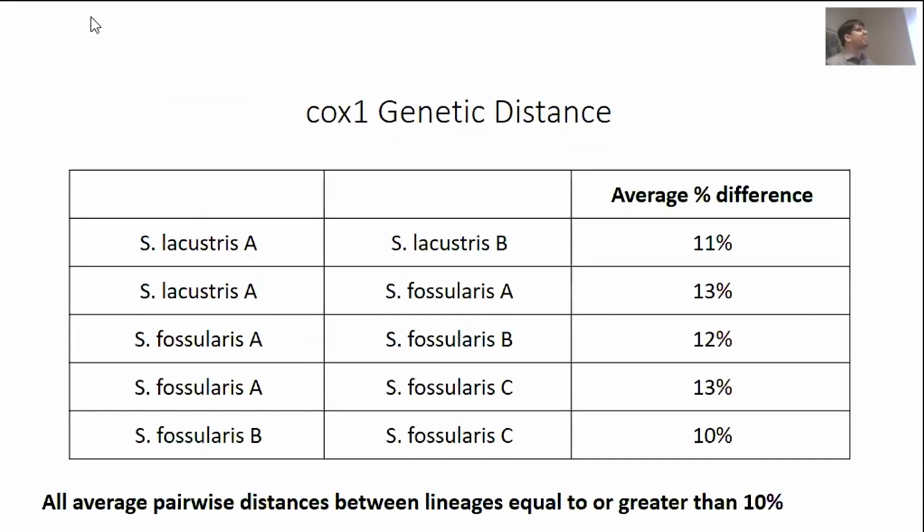Before we go into that, we'll just show off some of the COX-1 genetic distances between different individuals. The overarching goal is that all of the average pairwise distances between the different lineages are greater than 10%, which is pretty good. But the only one that we'll discover later that's kind of weird is the leucostris clade. So keep note of that.